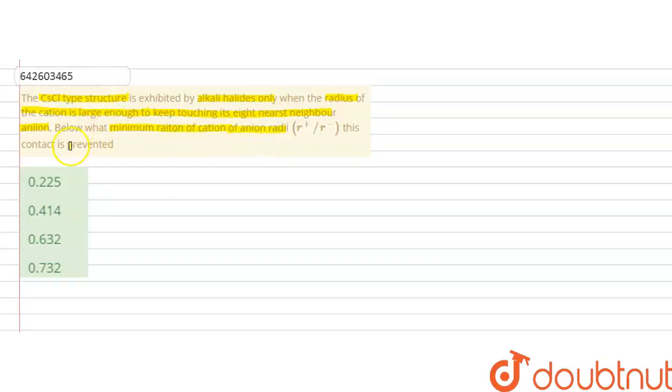So in this question it is given that the CsCl type structure is exhibited by alkali halides when the radius of the cation is large enough to keep touching its 8 nearest neighbor anions, and we have to calculate the minimum ratio of cation to anion by which this contact is prevented. So this can be described on the basis of radius ratio rules.